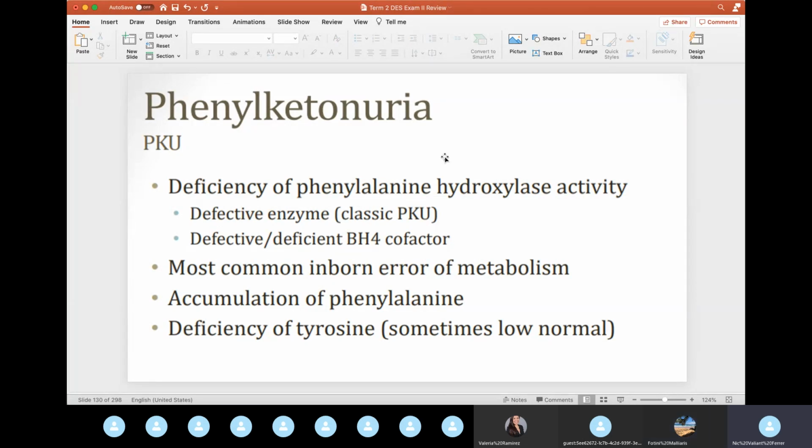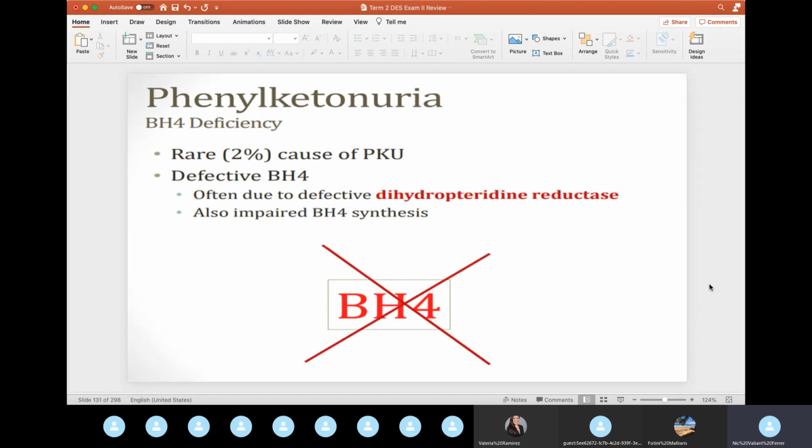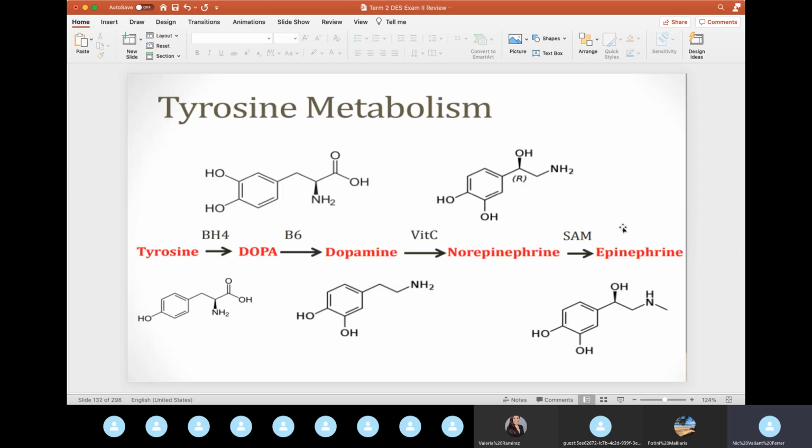So PKU, this is a deficiency of phenylalanine hydroxylase. Thank you for that. Well done. So the defective enzyme is a classic. Or you have a deficiency in BH4. You have accumulation of phenylalanine. So what is essential here is you give tyrosine. Tyrosine becomes essential in PKU. A rare defect is BH4 deficiency. Okay, don't forget that one.